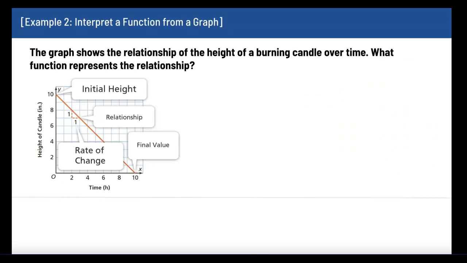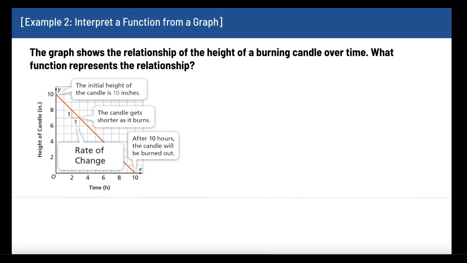In example 2, we're going to look at interpreting a function from a graph. The graph shows the relationship of the height of a burning candle over time. What function represents the relationship? So in this graph, we can see the initial height where it starts. We can see the rate of change, down 1 over 1. This is representing a relationship. And we can see the final value, the time when the height of the candle hits 0. The relationship is that the candle gets shorter as it burns. That makes sense. The end result is after 10 hours, the candle will be burned out.